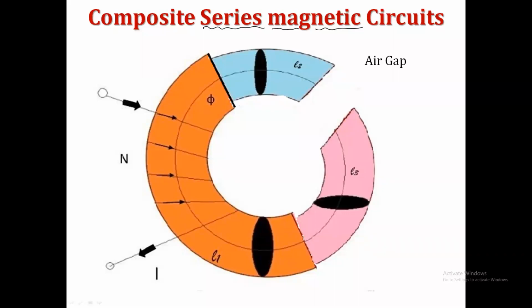Now consider this: the blue color is one magnetic material, with a certain length and a certain area of cross section. Suppose its length is L1 and area of cross section is A1. This first material is connected to the orange color material, a second type of material, with a different length L2 and area of cross section A2. And the pink color is a third material with length L3 and area of cross section A3, along with one small air gap of length LG.